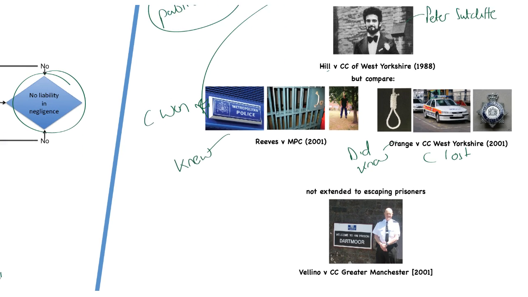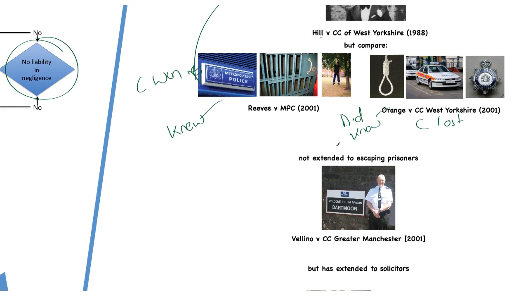Now, reasonableness has not extended to escaping prisoners. A prisoner should not benefit from committing a crime. So in the case of Velino versus the Chief Constable of Greater Manchester Police, the claimant lost because it is not fair, just and reasonable to extend a duty of care to prisoners who choose to escape. They should not benefit from their crime.